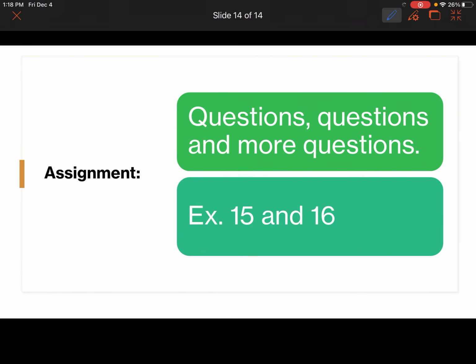Okay, now, assignment. Questions, and more questions. There are a lot of questions here, a lot of examples. I have worked out answer keys for you to take a look at. You do not need to do every question, but you do want to do a fair sampling of them, right? Make sure you are aware of what's being thrown at you here.